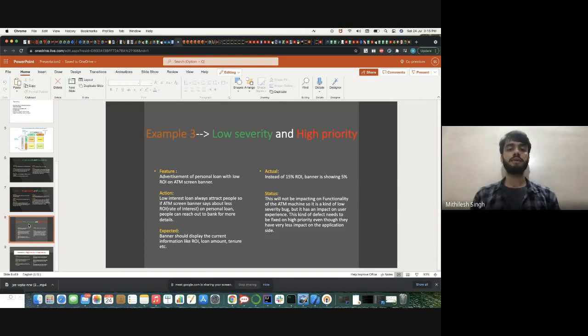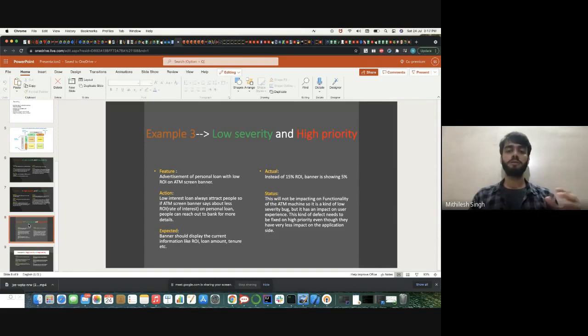So suppose I take the example here, advertisement of a personal loan with a low rate of interest on the ATM screen banner. Sometimes it happens that we go to the ATM machine and want to withdraw some amount. At that time the ATM machine will be populating some banner like, this is the rate of interest for this much amount, you can avail it from this bank, right? So what does it mean? If something is appearing on the screen, that means it's true information. You can just go to that bank and avail the same amount with the same rate of interest which is appearing on the screen.